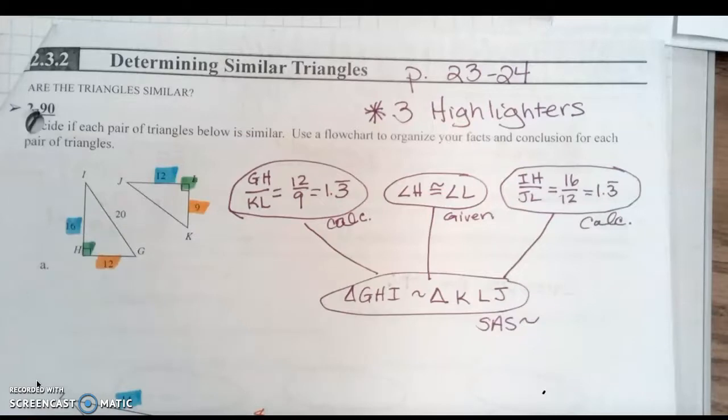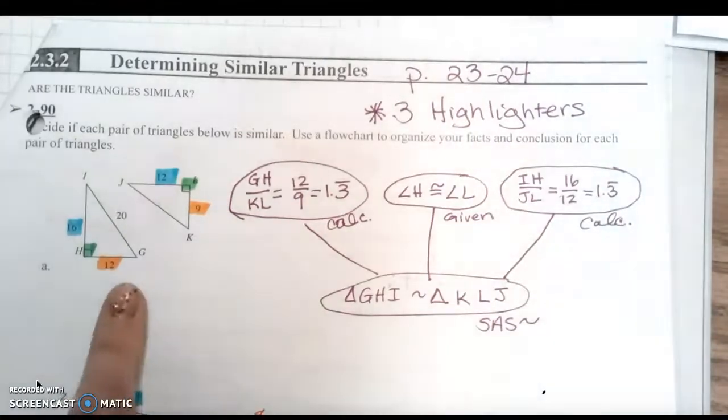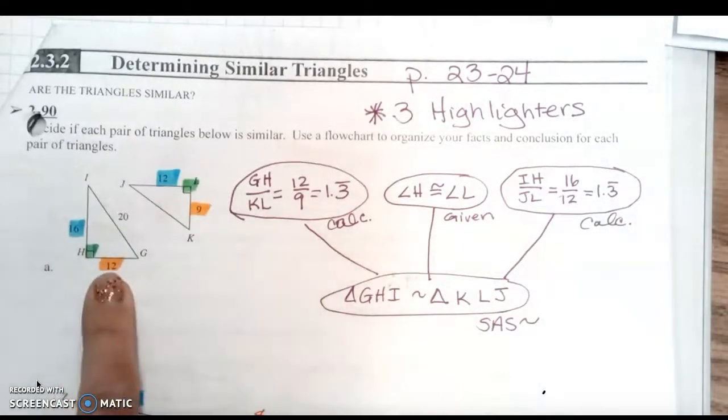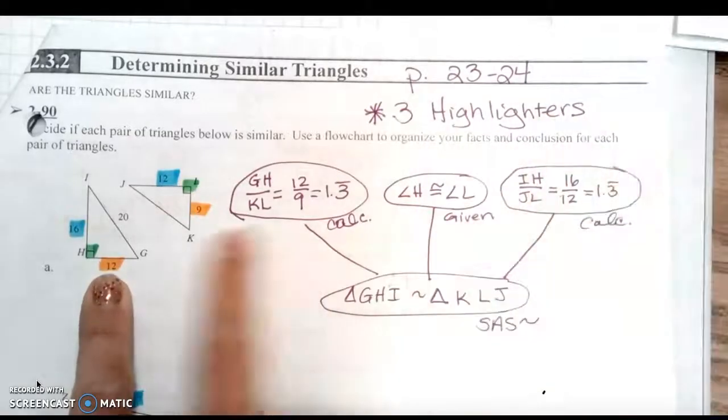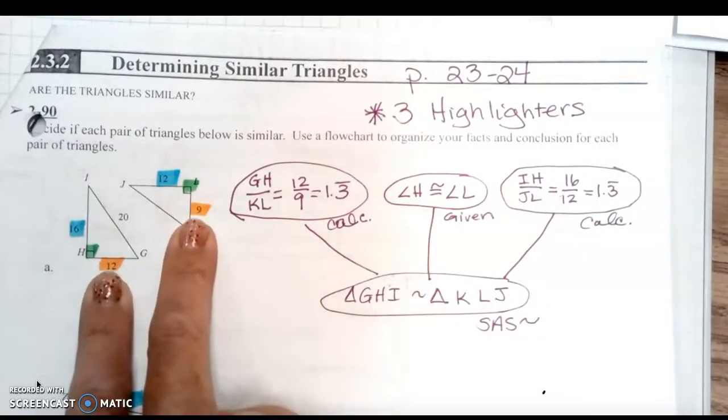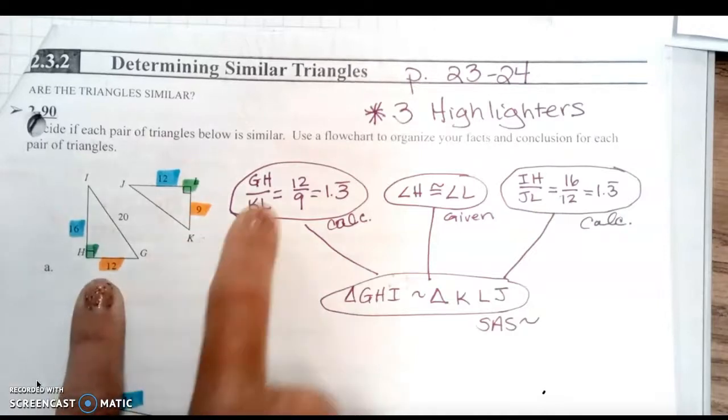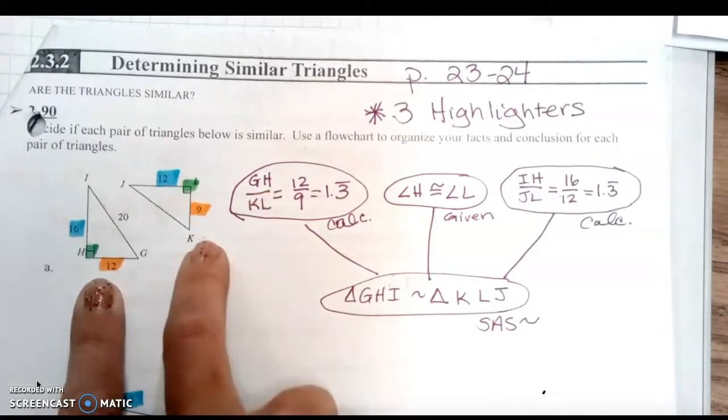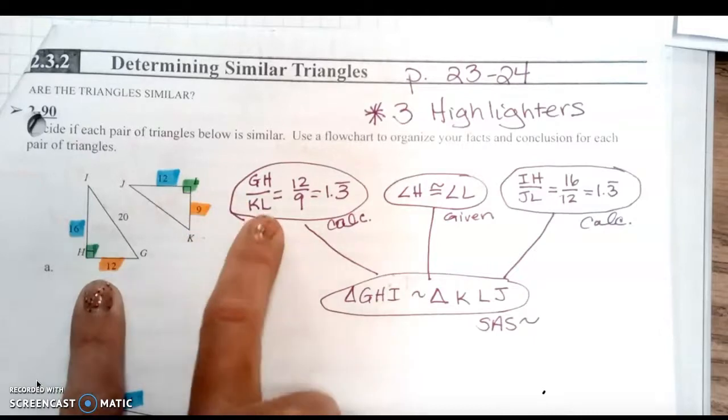So the first thing I did is found the smallest side on the triangle on the left and the smallest side on the triangle on the right, and I highlighted them the same color. So take your highlighter and highlight them the same color. This is side GH, and this is side KL. So that's my ratio right here.